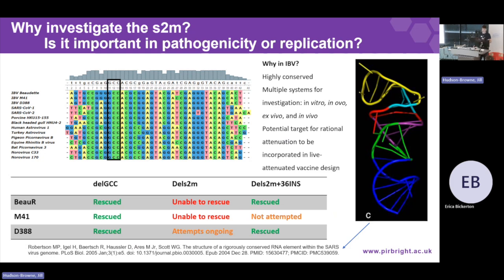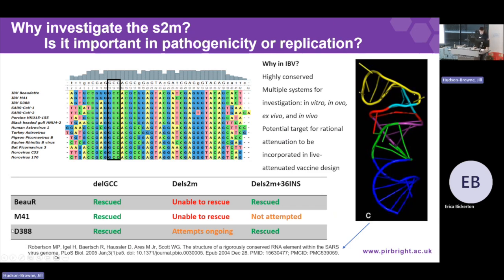As mentioned, I focus on IBV, which has a lot of benefits, including the fact that we have multiple systems to characterize the mutants that we generate when investigating the s2m. For example, we have many primary and continuous cell culture systems set up. We have a very well-established ex vivo tracheal organ culture system. We can look at growth kinetics in ovo, and very importantly, we have the ability to look at the virus in the endemic host through animal studies.